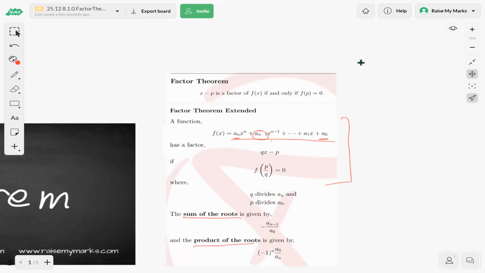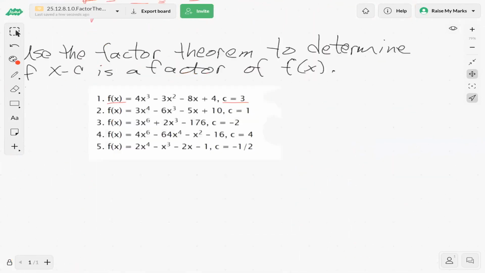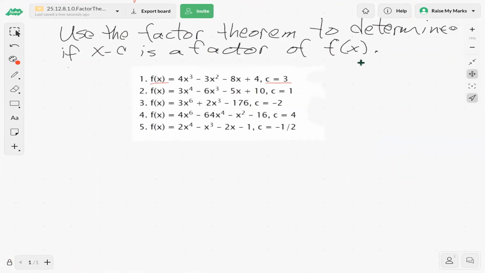x minus p is a factor of f of x if and only if f evaluated at p equals 0. So we need to evaluate our given function f of x at the value c. And if f at c equals 0, then x minus c is indeed a factor of our function f of x. So let's look at the first one. f of x is 4x cubed minus 3x squared minus 8x plus 4. Our c value is 3. So let's do f at 3 and see what we get.